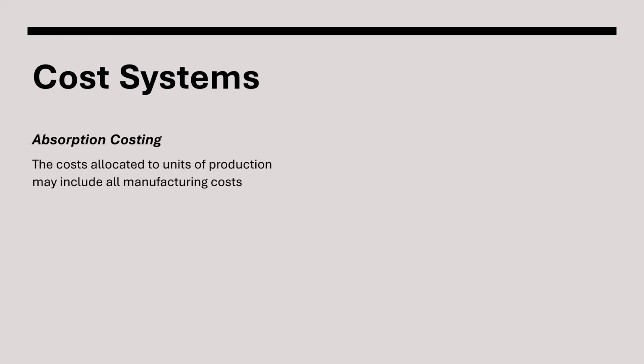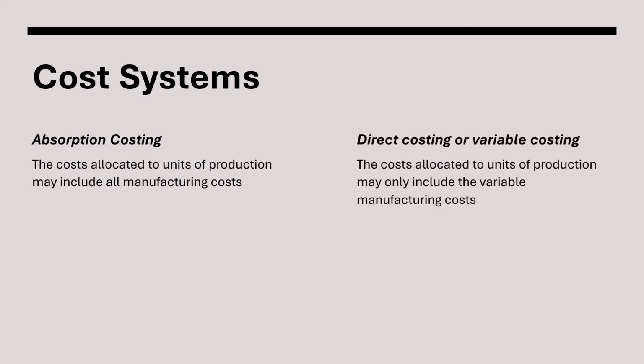Absorption costing. This states that all costs allocated to units of production may include all manufacturing costs. So that's direct materials, direct labor, and factory overhead. There will be a separate discussion for absorption costing, so we will talk more about that later on. Direct costing or variable costing. The costs allocated to units of production may only include the variable manufacturing costs. Both of these will have their own individual topics later on.